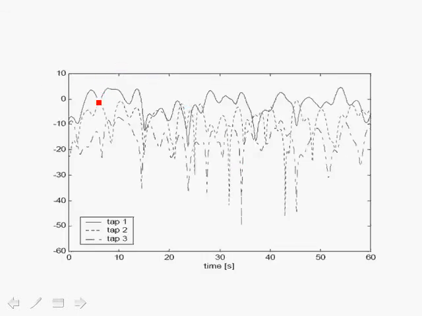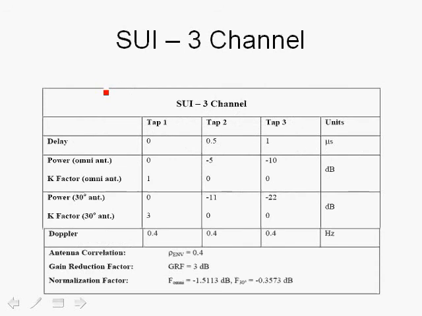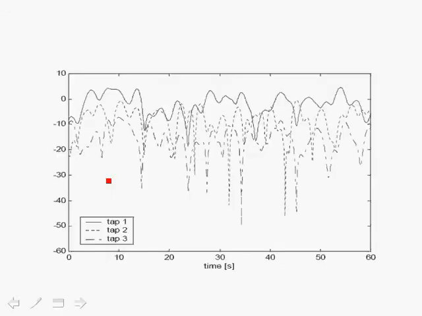Here we show the actual variation of the power of the tap delay lines for each individual tap as a function of time. And you'll notice how we have fading going on as a function of time due to Doppler. And it's plotted for tap 1 and tap 2 and tap 3. And obviously tap 3 has less power than tap 2 and tap 2 than tap 1. If we go back to the model over here, we have a K factor equal to 3. Here we see the effects of fading due to Doppler over time.